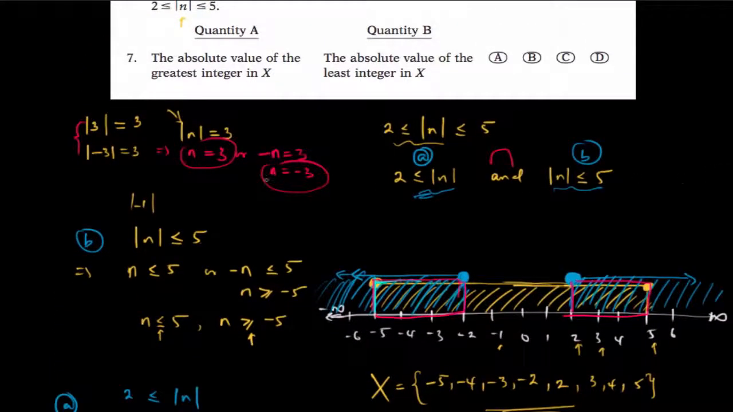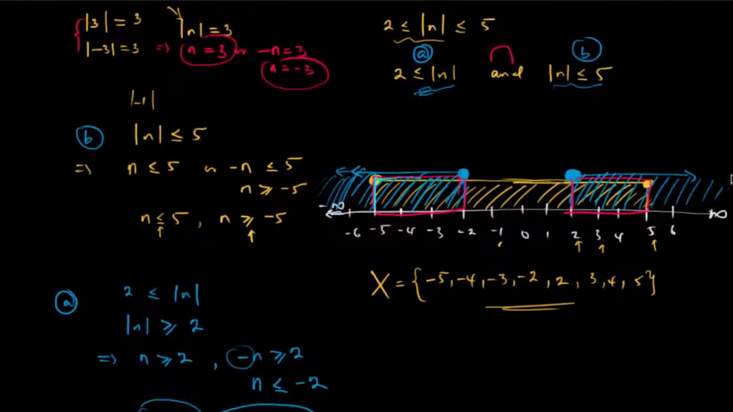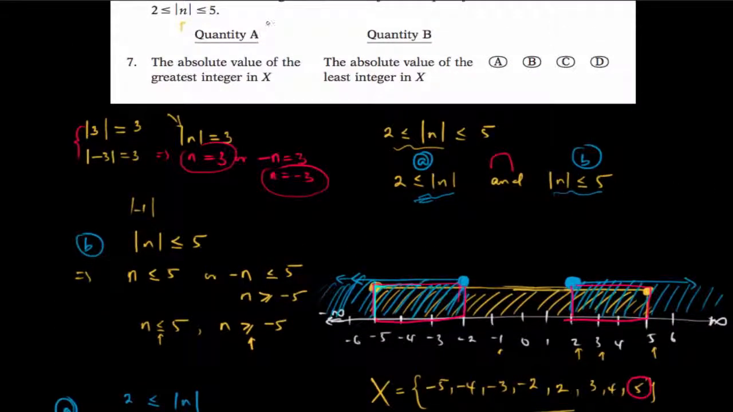Now what the question says is, quantity A is the absolute value of the greatest integer in x. Looking at what we have here, the greatest integer, that is the largest whole number, is 5. So the absolute value of 5 is 5. That implies that A is 5. So our A is 5.